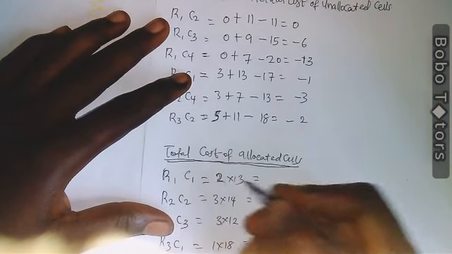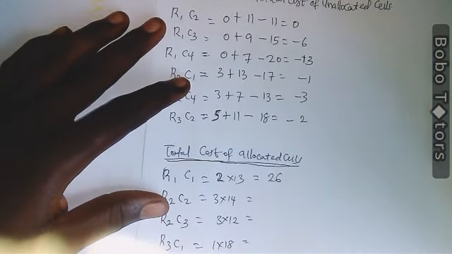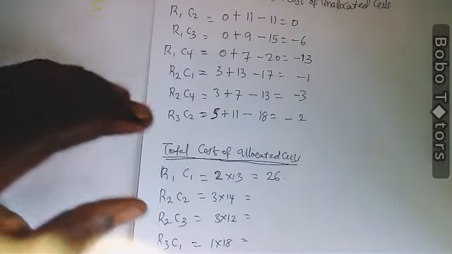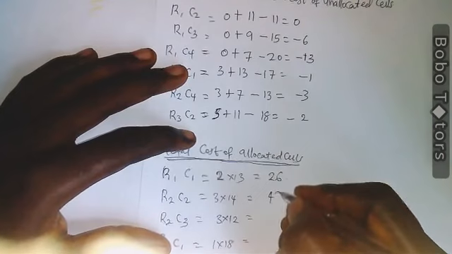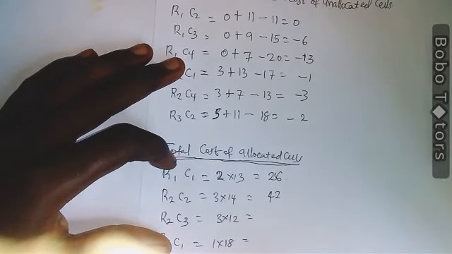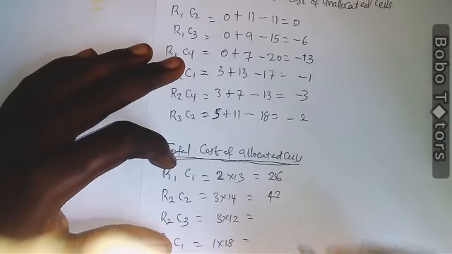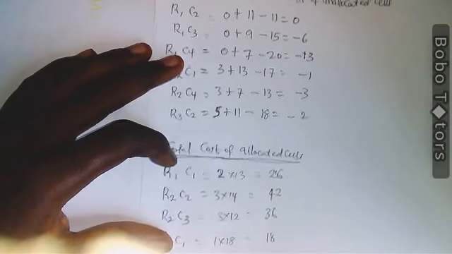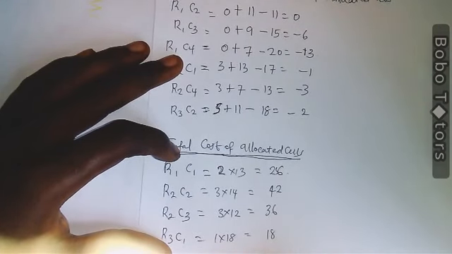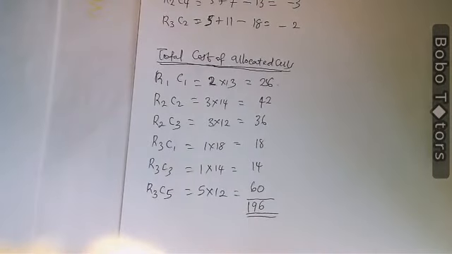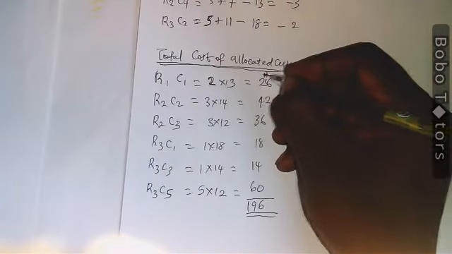So 2 times 13, we have 26. Then we have 42, 36, 18, 14, then 60. If you add that together, we have the final answer.